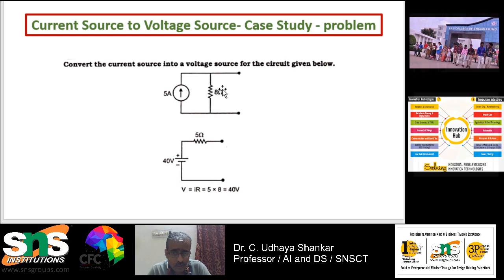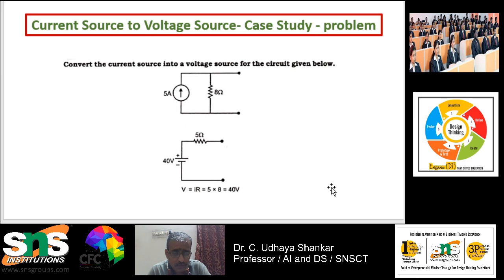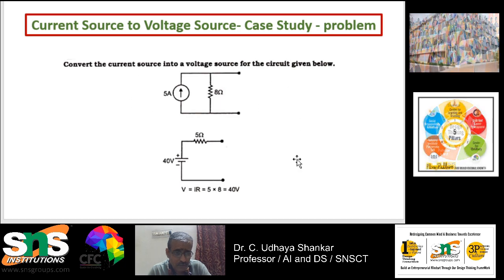Instead of putting this resistance in parallel, it has to be connected in series, which is 8 ohms. So this is the equivalent voltage source of the given current source. It's very simple to find.